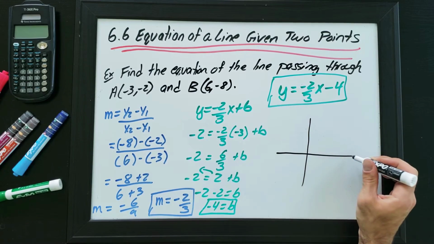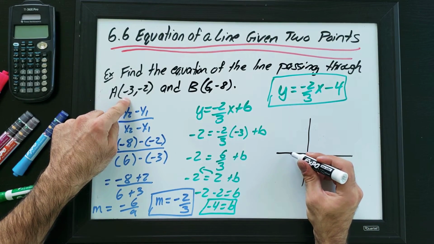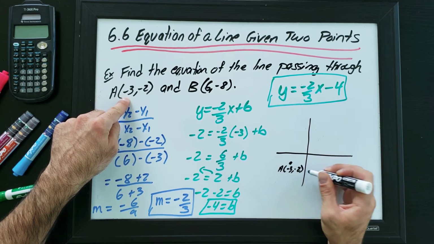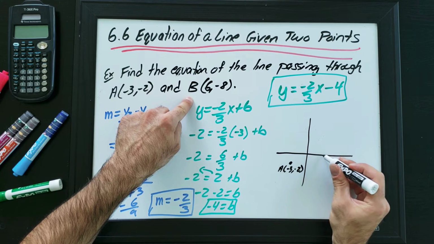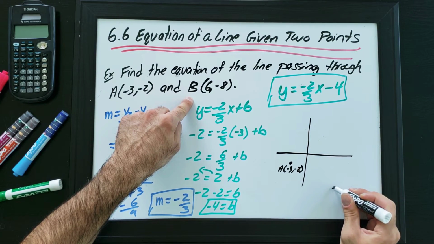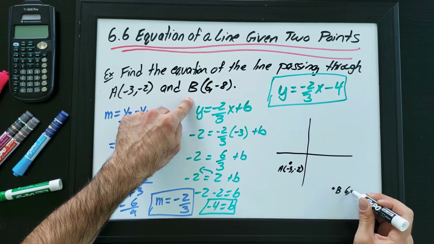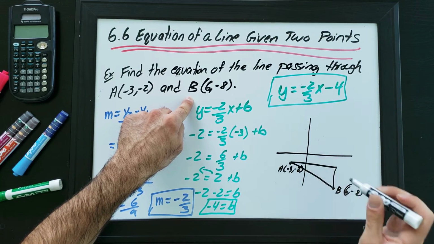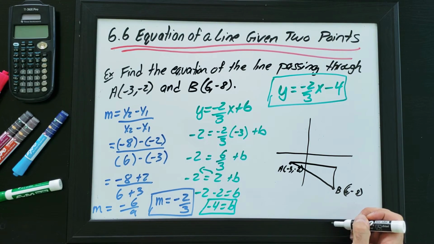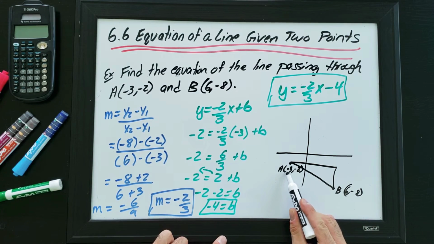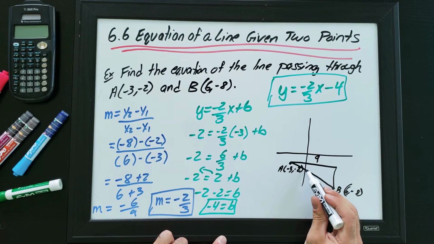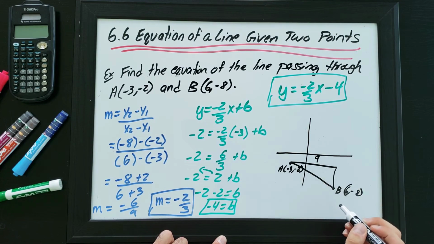Okay. If you want to create a graph in 3.5 seconds, just to kind of help guide you, please do. Plot these points. -3, -2. This is A. Plot this point. 6, -8. This is B. If I connect the dots and create a triangle, I can come up with my slope. For instance, how many units to get from -3 to 6? 9, right? -3 is 3 to get here, and then 6 to get here, so 9.